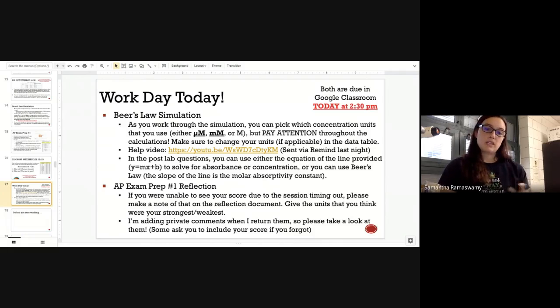Then for the AP exam prep reflection, as people were turning it in, I was providing some comments, so I was responding to your reflection. I did return some of them because you didn't have the scores in the yellow boxes. So if you notice that it was returned but you don't have a score, check those private comments. If you were unable to see your score, maybe the session timed out, something like that, which did happen to some people, please make a note on your reflection sheet. So somewhere on that document, just make a note that you weren't able to see your score.